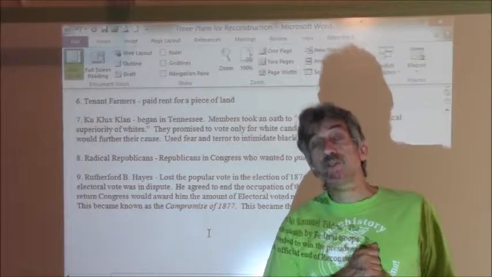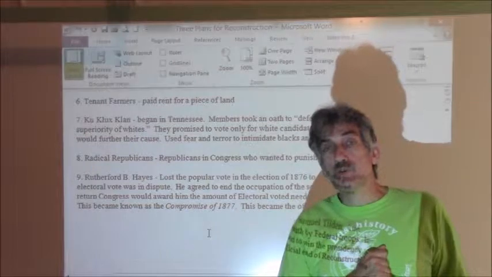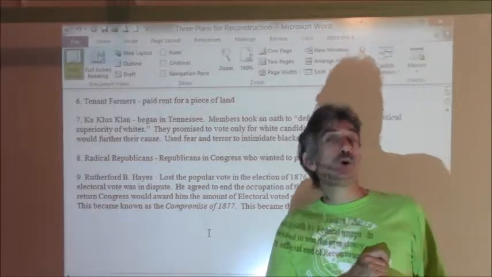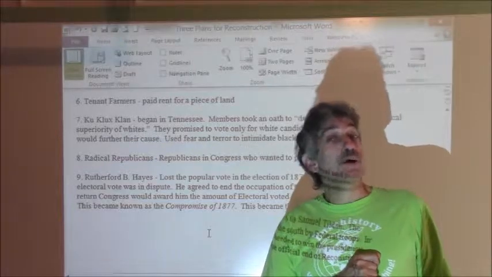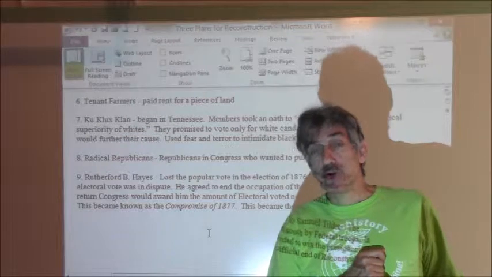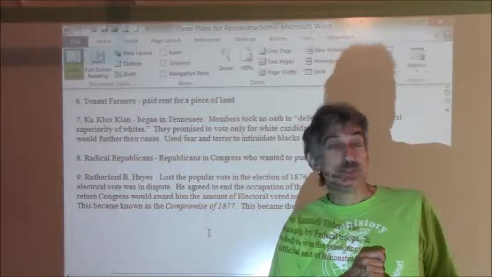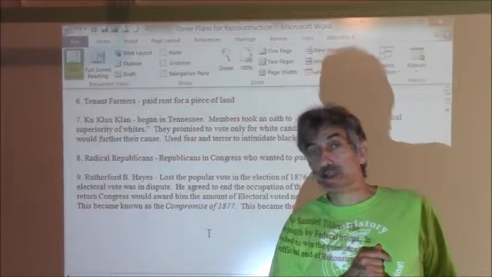But nevertheless, Reconstruction ends in 1877. The South will call it restoration, the North will call it Reconstruction, the politicians will call it a success. It's not a success. It's simply put on hold until the civil rights movement of the 1960s occurs with Martin Luther King, ultimately starting with the Brown versus Board of Education decision in 1954.